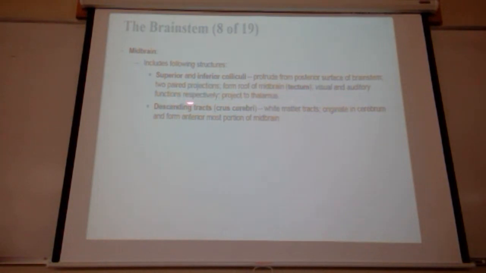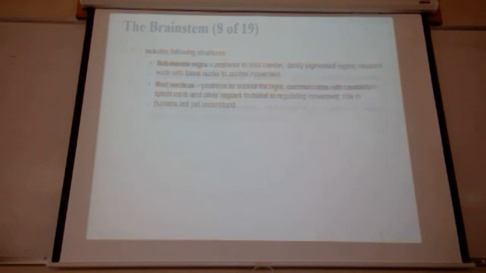This is where we have our visual and auditory functions, respectively, and these structures project to and connect to the thalamus. The descending tracts, the crus cerebri, are tracts of white matter that originate in the cerebrum and form the anterior-most portion of the midbrain. Other structures, the substantia nigra, is posterior to the crus cerebri. These are darkly pigmented regions that have neurons with basal nuclei to control movement.